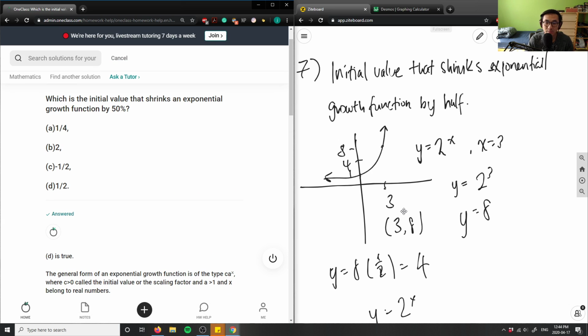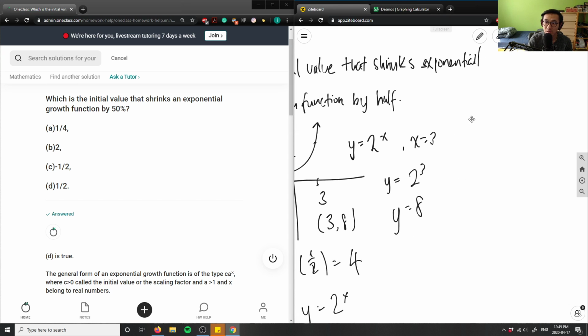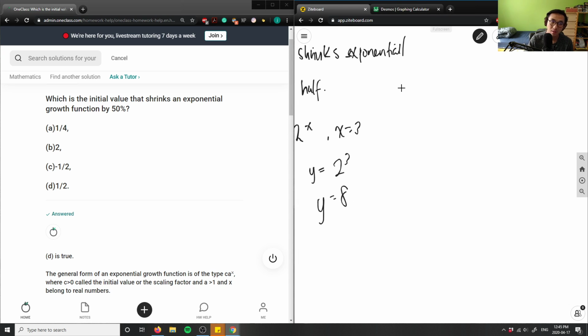So A is false because if I multiplied by a quarter, I would get the value of 2 and not 4. If I have the base function of 2, it will actually double in size, and you get 16 instead of 4. If I get negative half, you actually get a reflection, and you start getting a decreasing function, right? If I plotted something like this, y equals negative half to the power of x, you get something.